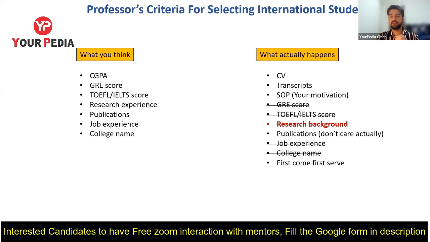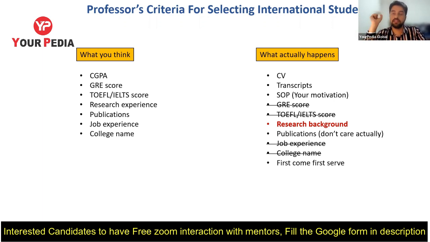So I know one student who got into Stanford University for a PhD with a GRE score of 305. So PhD is a little bit different. It's not like MS. In MS, the GRE score actually matters, but not in PhD. The most important thing is your research background.